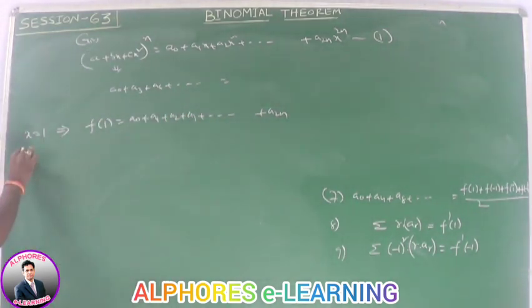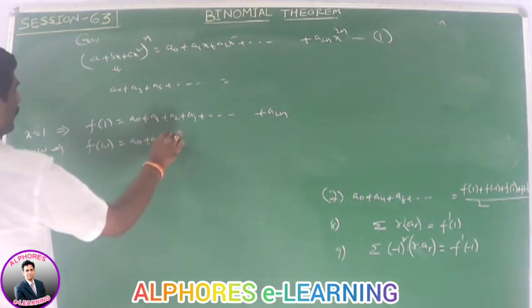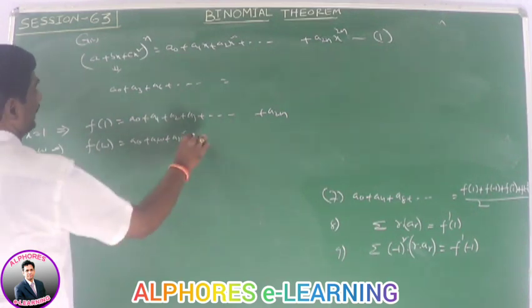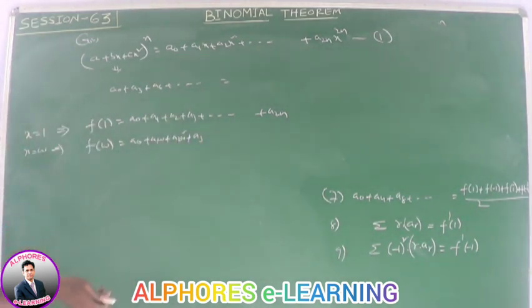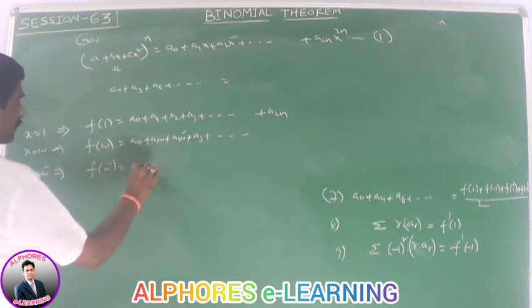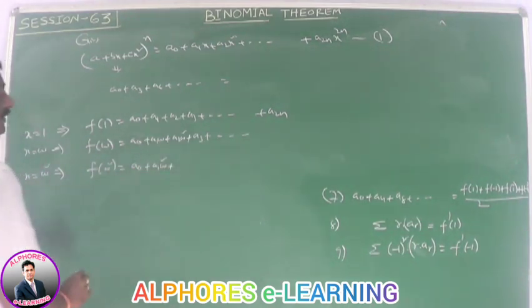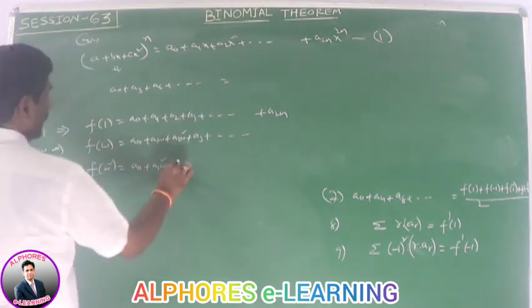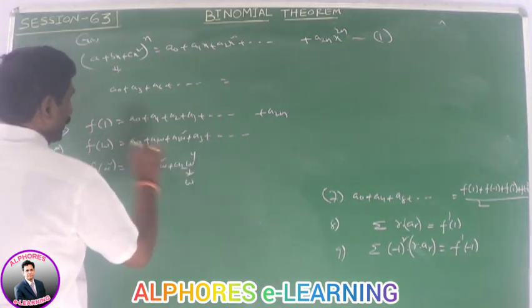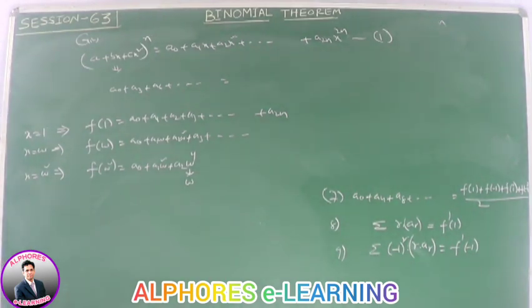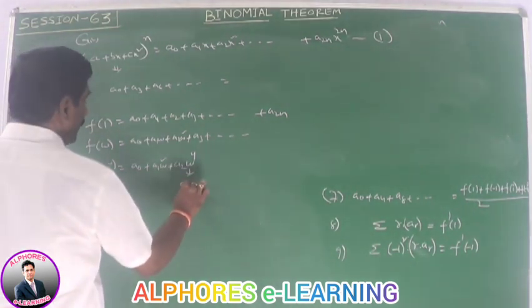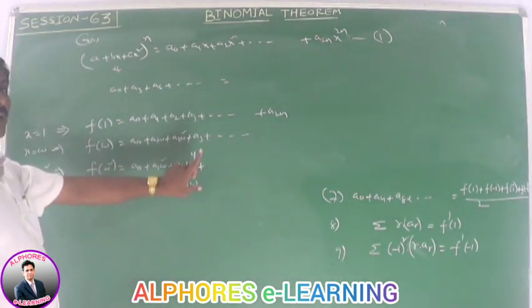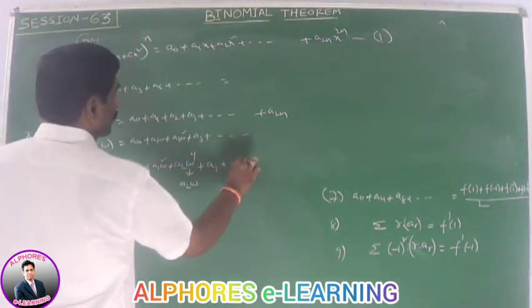Please observe these values. Put x is equal to omega in this value. That means f of omega is equal to a0 plus a1 omega plus a2 omega square plus a3 omega cube, and omega cube is equal to 1. So a3 plus, and so on, this value. Similarly, put x is equal to omega square. F of omega square is equal to a0 plus a1 omega square plus a2 omega square whole square. That means a2 omega power 4, and omega power 4 is nothing but omega cube into omega. That means this value can be reduced into a2 into omega plus a3 into omega square whole cube, which means a3, and so on, this way.